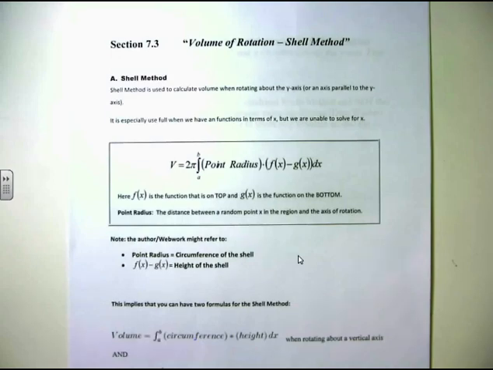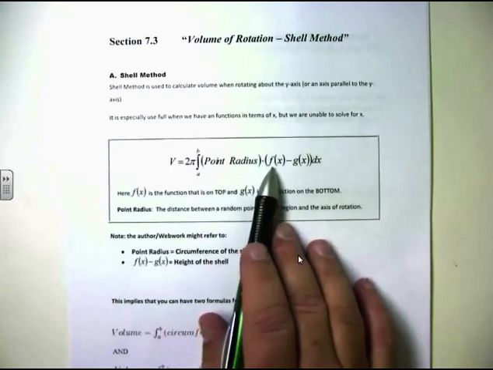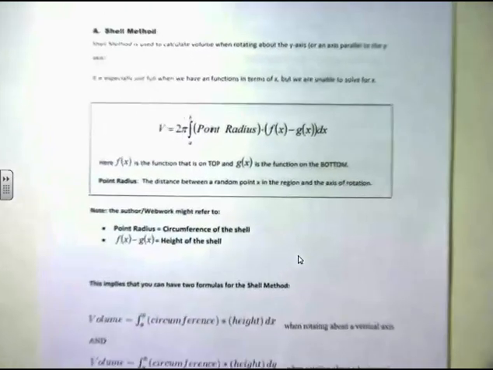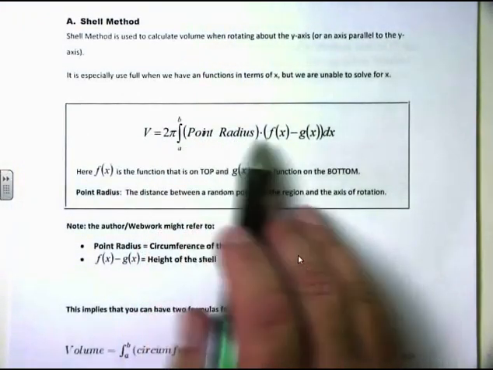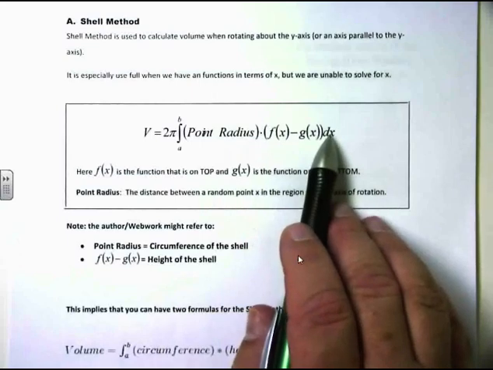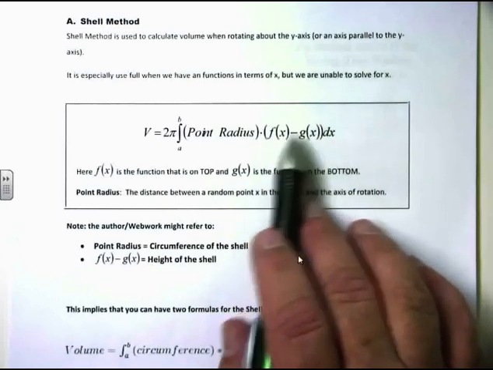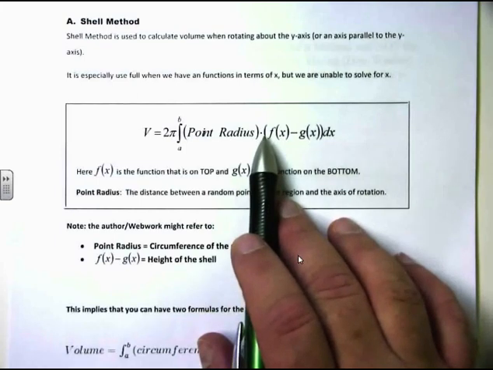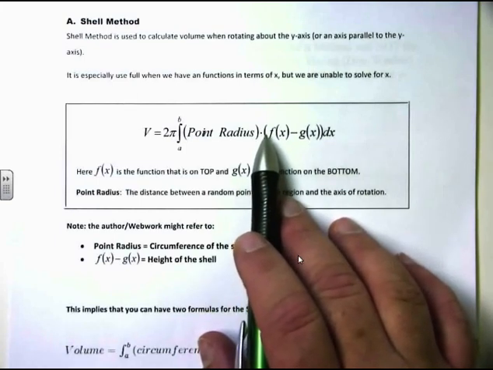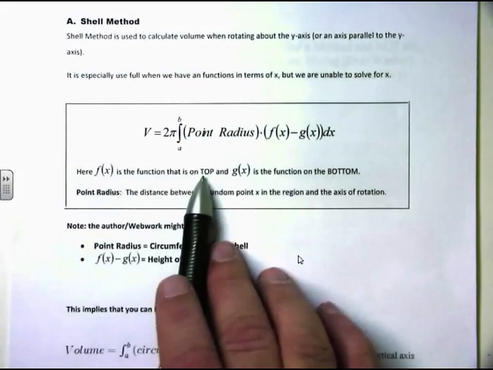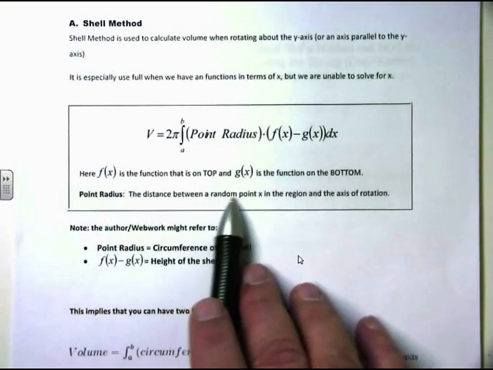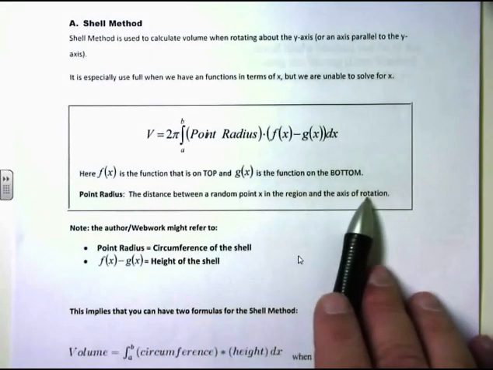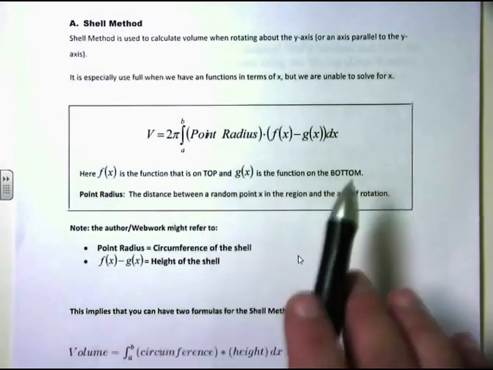Now, here's the idea, and here's the formula broken down into basic terms. Volume is equal to 2 pi times what I call the point radius times f of x minus g of x dx. Here, the function is in terms of x, and I'm rotating around the y-axis or something parallel to the y-axis. Here, f of x is the top, and g of x is the bottom part of your region. The point radius is the distance a random point x in the region is away from the axis of rotation. And this is based upon cylindrical shells, or the circumference.